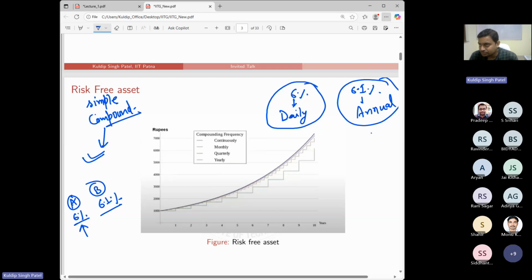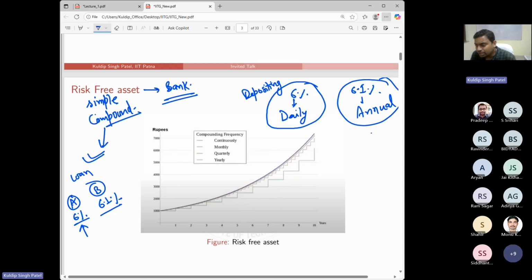So all of you are convinced that yes, this is a risk-free asset, right? Because we are talking about depositing in the bank. But in the risk-free asset also, we have to be careful whether we are talking about a loan or we are depositing. Both the same thing, right? We are depositing or we are taking a loan. We have to be careful.